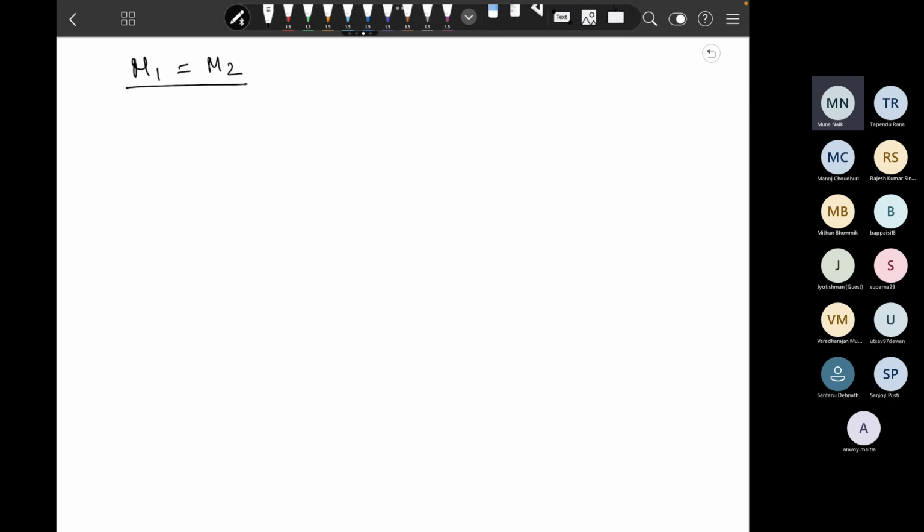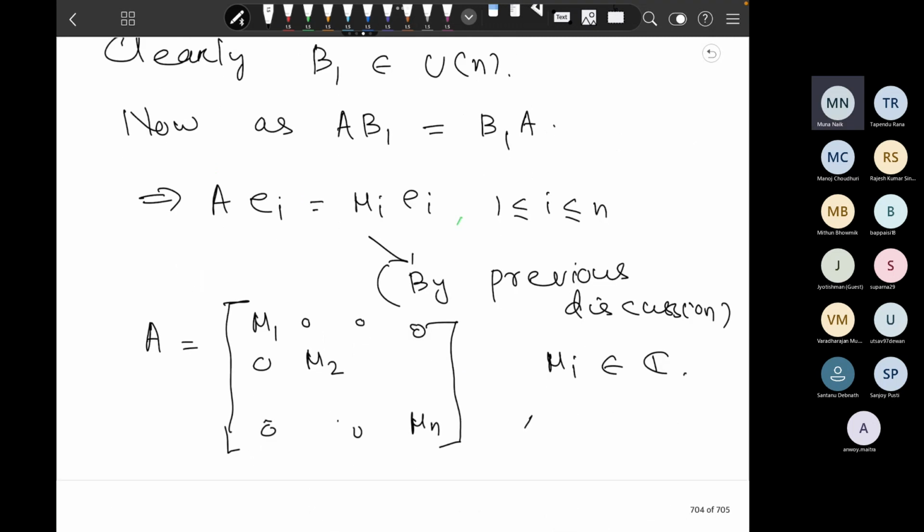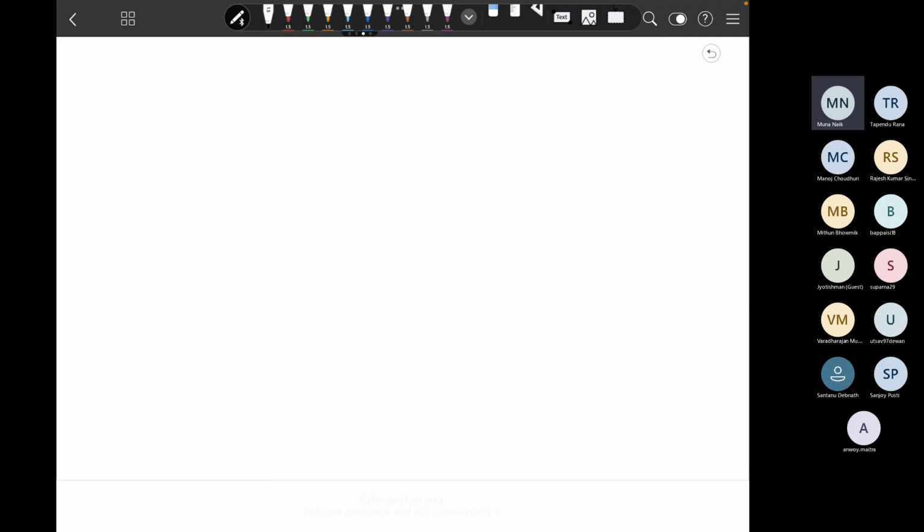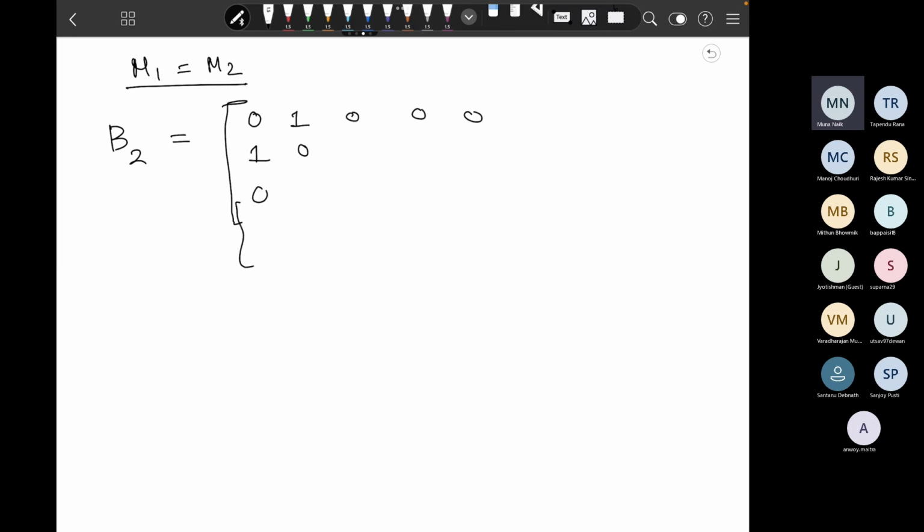Now what is μ_1? μ_1 is the first diagonal element of A and μ_2 is the second diagonal element of A. So the most natural thing which comes to your mind, if you think for a moment, is that B2 is something like the matrix with 0 1 in the first row, 1 0 in the second row, and 0 everywhere else in the upper block, and everything else is the identity matrix here. So this is 0.